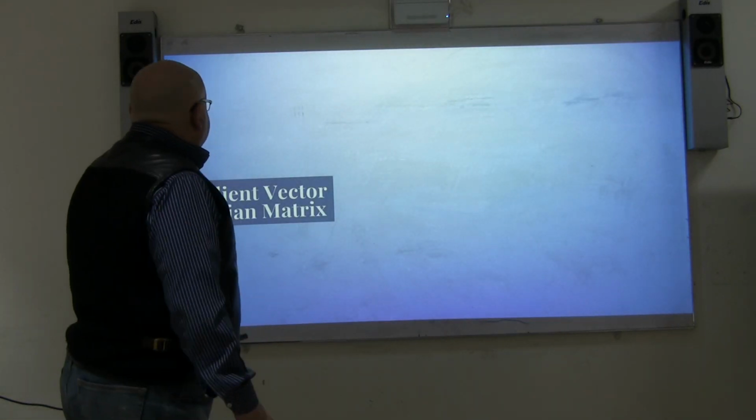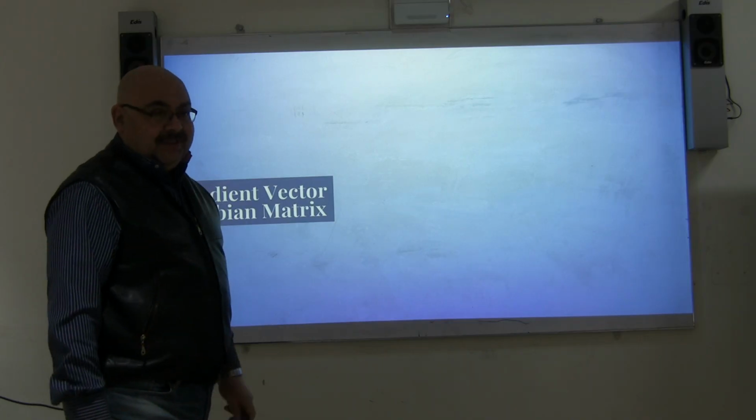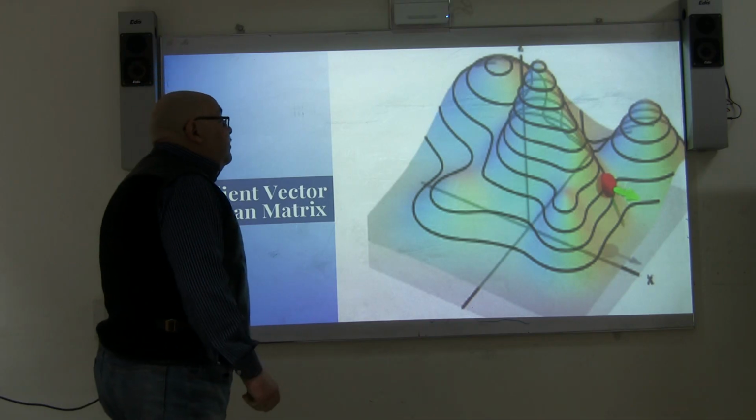Okay. Now I want to talk about the gradient vector and the Jacobian matrix. The gradient vector and the Jacobian matrix are very, very important.